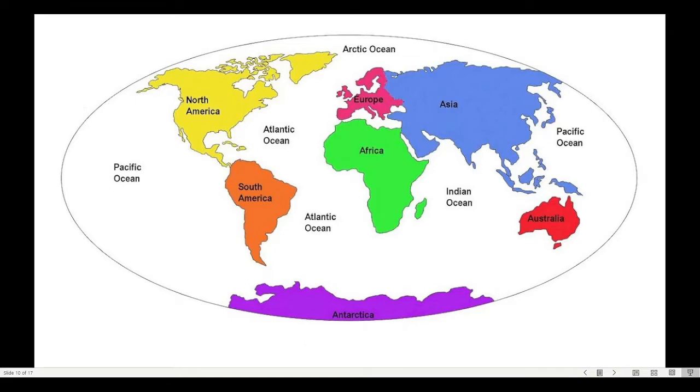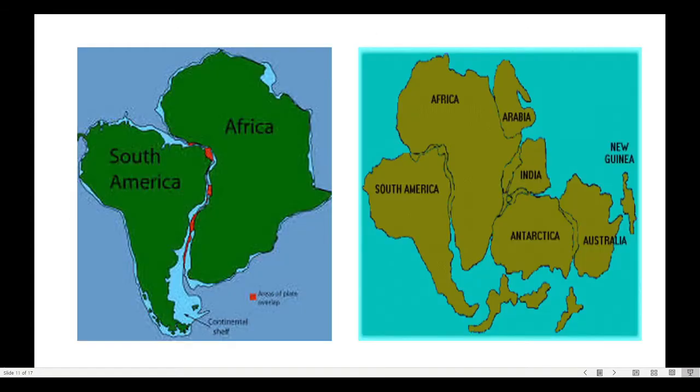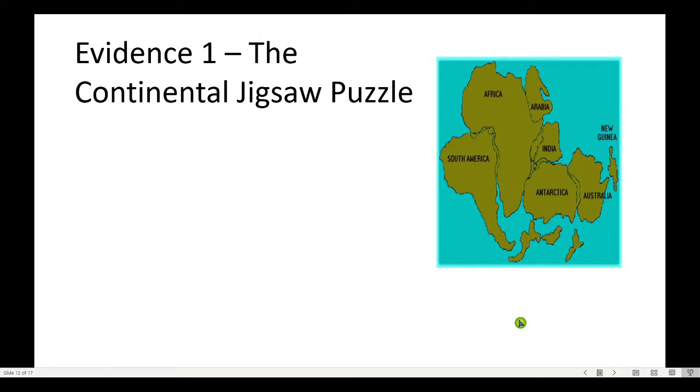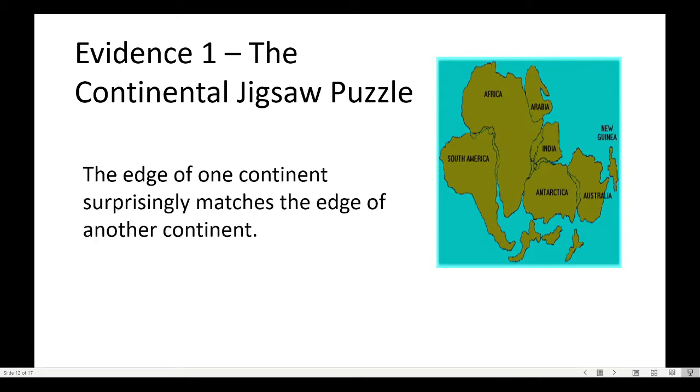One of the most visible and fascinating pieces of evidence that the continents were once connected is their shapes. Look at these continents. What can you say about their shapes? South America and Africa fit together. Then here, India, Antarctica, and Australia, this portion of the two continents, match one another. So that's the first evidence, known as the continental jigsaw puzzle. It means that the edge of one continent surprisingly matches the edge of another continent.